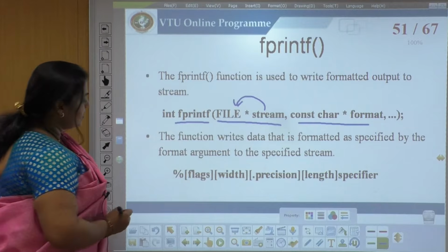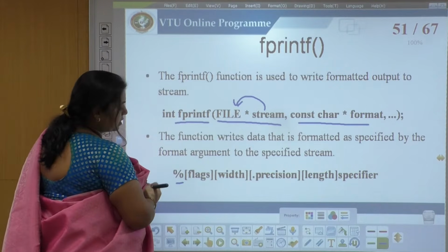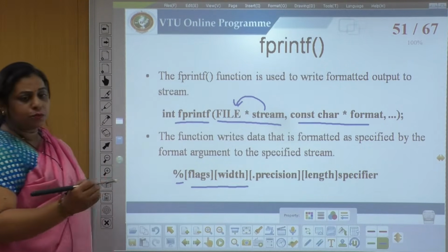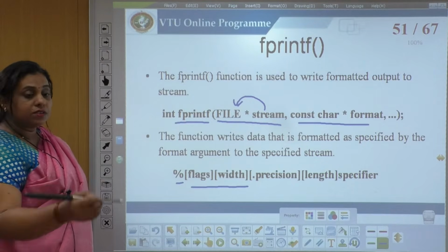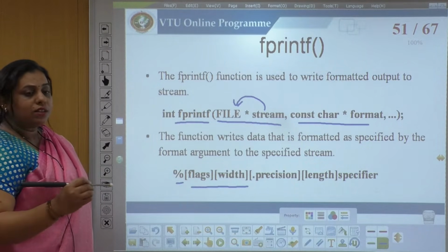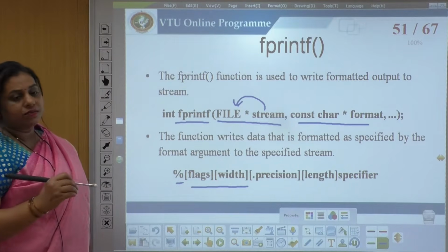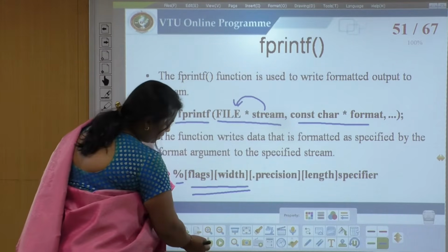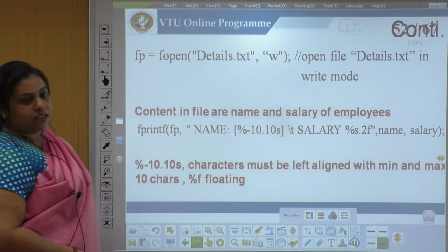As I said, it receives the % sign, the width of the data to be printed, the precision of the data to be printed, and the length, right? All the information is the same as in the printf statement, and the definition goes the same way. We'll learn with one example here.